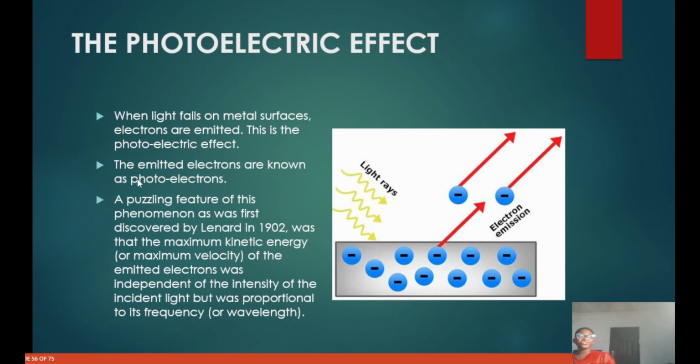The photoelectric effect. When light falls on a metal surface, what happens? This is the light ray coming to a metal surface.